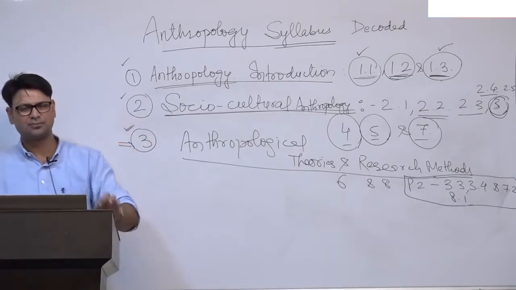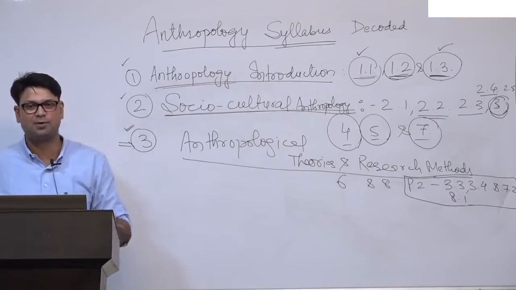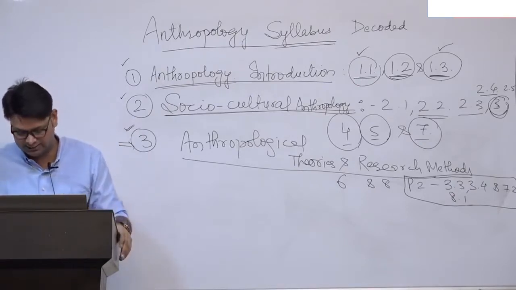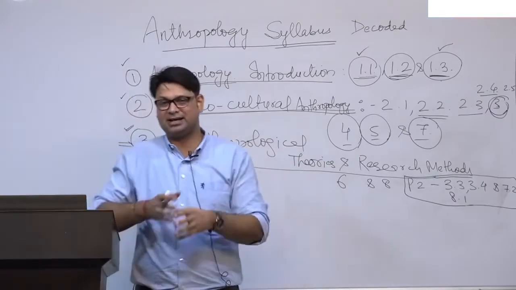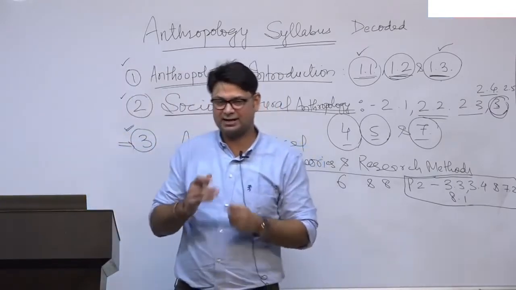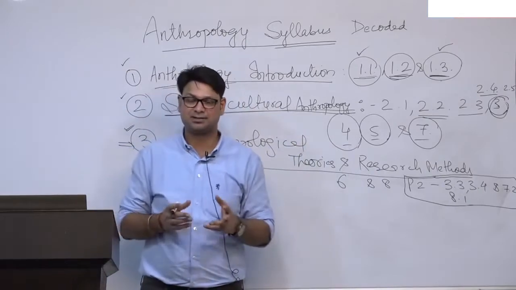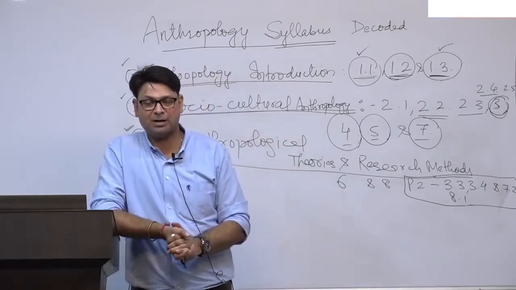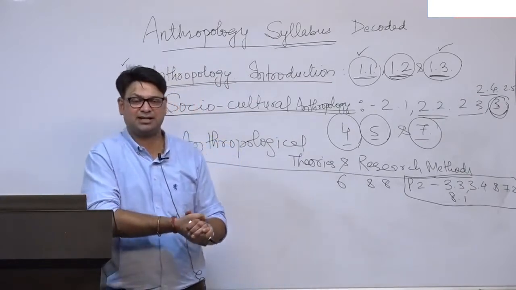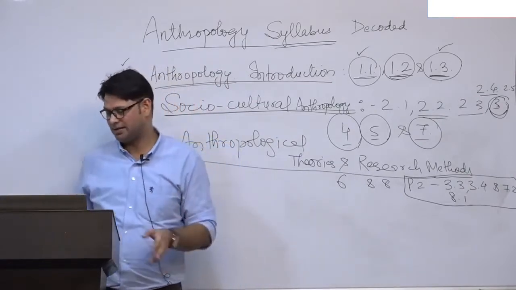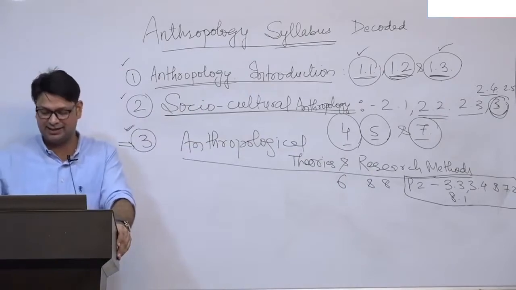Theories are the most important and most interesting aspect. The next theory is symbolic theory. Every culture has a set of symbols, and through the interpretation of these symbols, we can better understand any culture, any society. There are many scholars associated with it that we will discuss in detail later on.